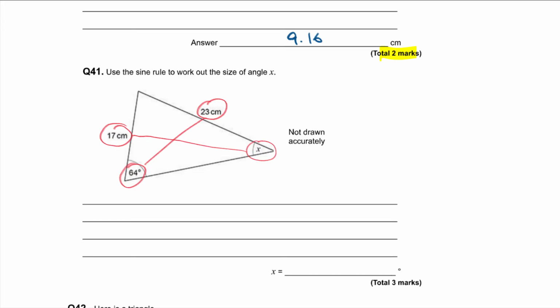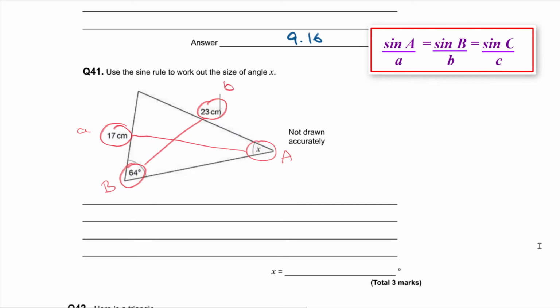Okay, so again, I'm going to label up my sides, capital A, lowercase a, capital B, lowercase b. And then I'm going to write down the sine rule, but this time I'm going to write it down the other way up. Because I want to find an angle this time, I'm going to write it down with the angles at the top and the sine and the sides underneath. So rather than writing a over sine a, I'm just going to flip it over and write sine a over a equals sine b over b.